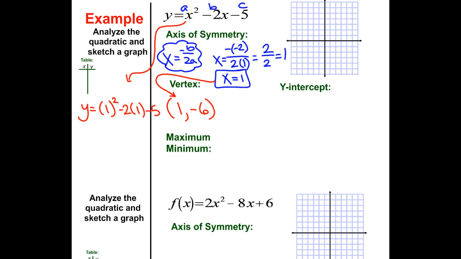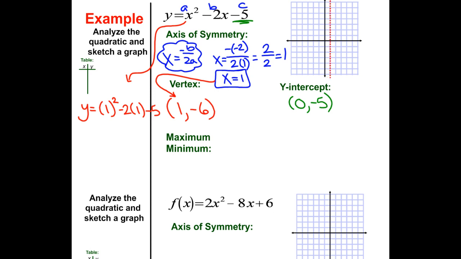Our y-intercept, again, all we have to do is look at our c, so it's going to be 0, negative 5. Now we have a lot of information that I can go and graph, and I'm going to graph each piece real quick. First thing I'm going to do at my axis of symmetry is draw a dashed line there. So where x equals 1, I'm going to draw a dashed line. Let me try that again.